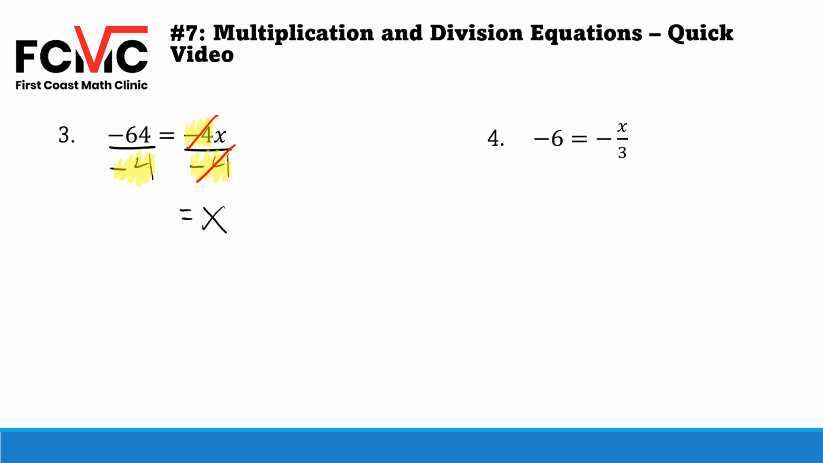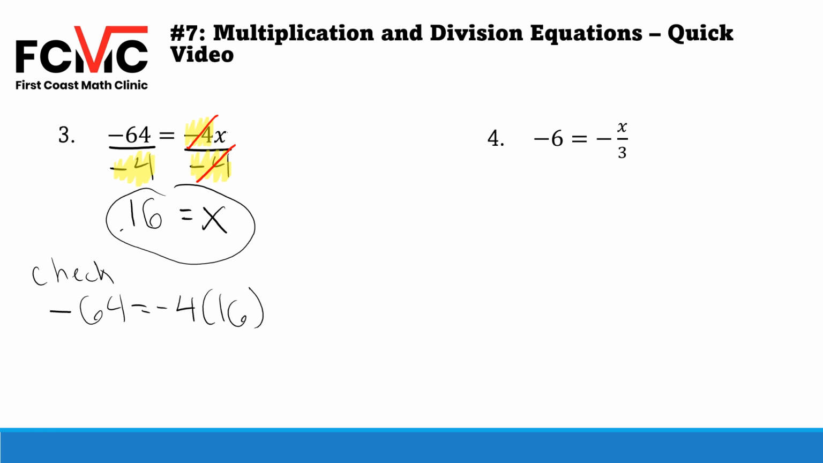On the left side, I'm dividing two numbers of the same sign. When I multiply or divide two numbers of the same sign, the sign of the answer is positive. And 64 divided by 4 is going to give us 16. So our answer should be 16, and let's do our check. So let's take that 16, put it back in for x. So negative 64 equals negative 4 times 16. Negative 4 times 16, multiplying two numbers of opposite signs, the sign of the answer should be negative, and we get negative 64 equals negative 64.